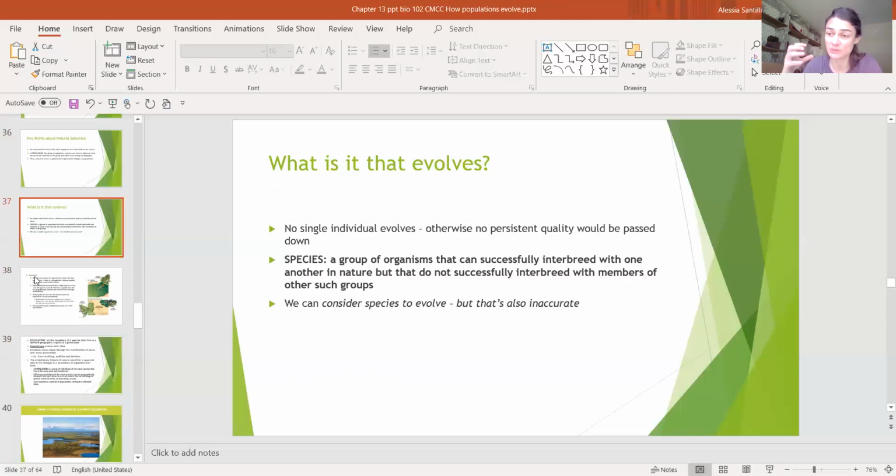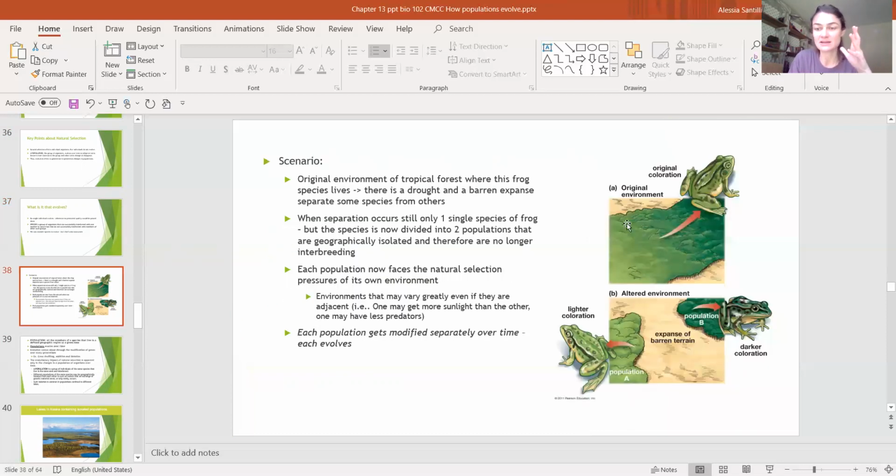Yes, the population that the selection is working on is actually evolving. So no single individual evolves. It's also incorrect to say a species evolves, right? Remember, a species is a group of organisms that can successfully interbreed with one another in nature, but that do not successfully interbreed with members of other such groups. For example, why is a cat different from a dog? Because they cannot interbreed, so those are two different species. So it's also not the species that evolves.